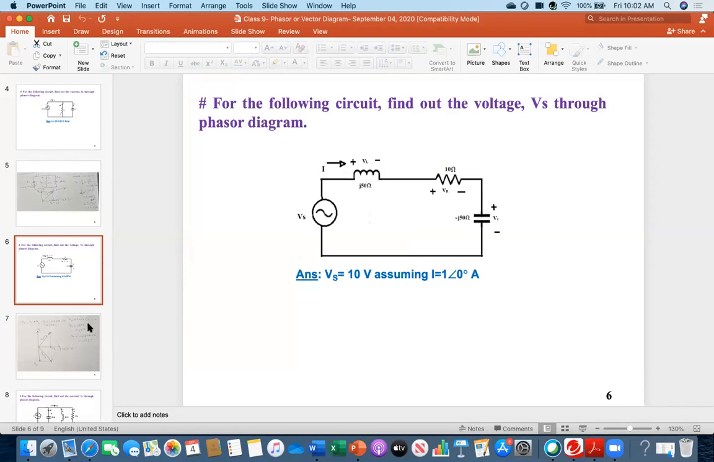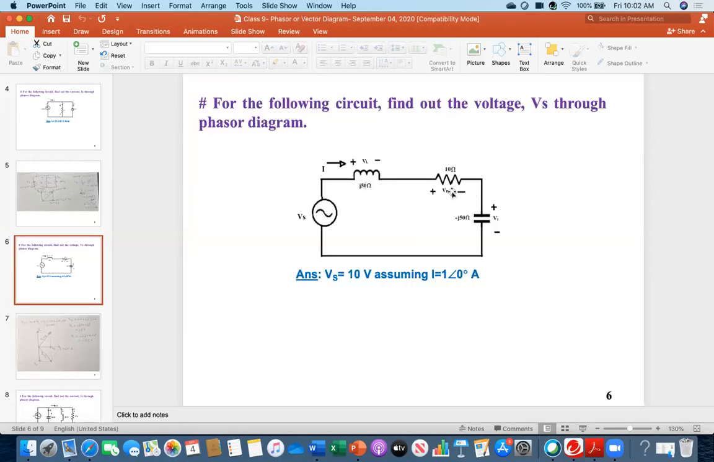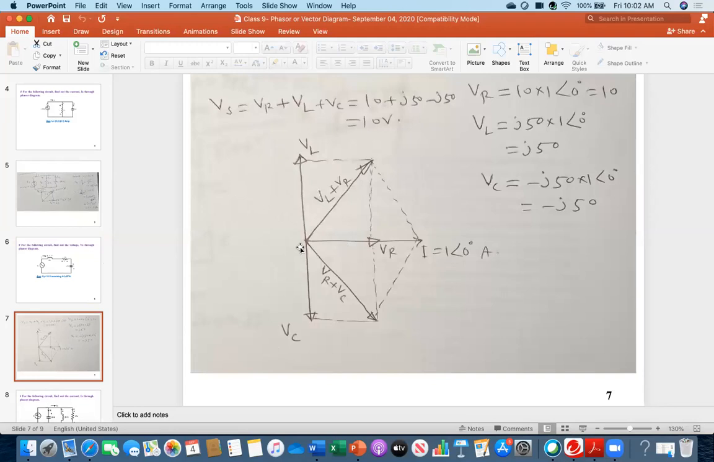In case of inductor, we have learned that inductor voltage leads the current by 90 degrees. That's why I have gone upward 90 degrees. And then there was resistance. What is the relationship between current and voltage? They have the same phase. They are in phase. There is no phase difference. So VR is in the same line.